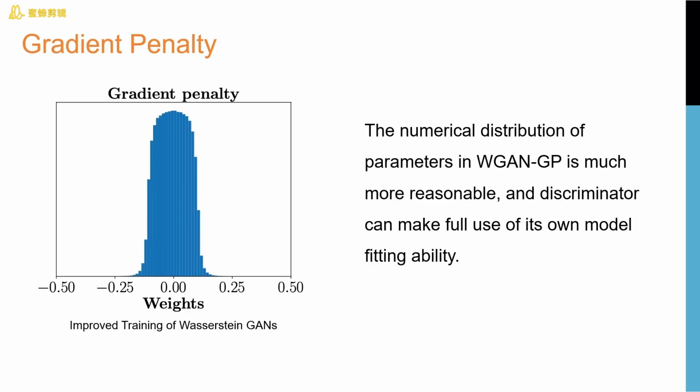They use gradient penalty instead of weight clipping to meet the limitation. It adds a gradient penalty function to the original loss function of WGAN. Instead of applying clipping, WGAN-GP penalizes the model if the gradient norm moves away from its target norm value 1. As shown in the picture, the parameter distribution is much more reasonable, and the discriminator can make full use of its own model fitting ability.